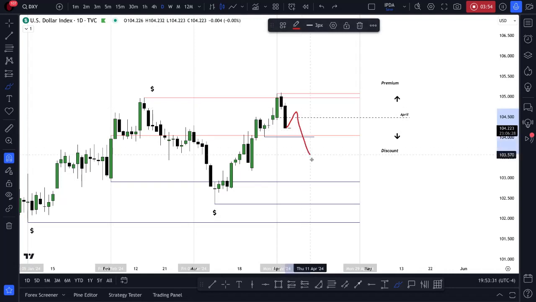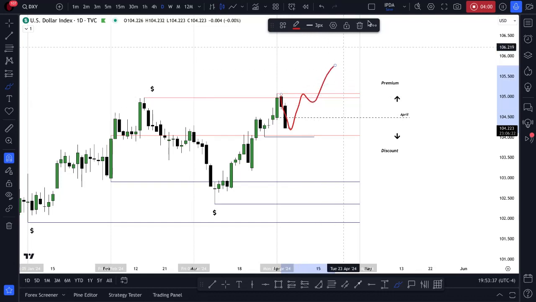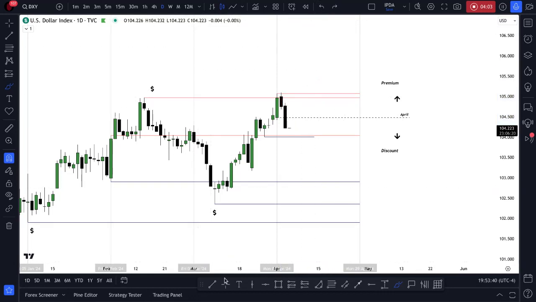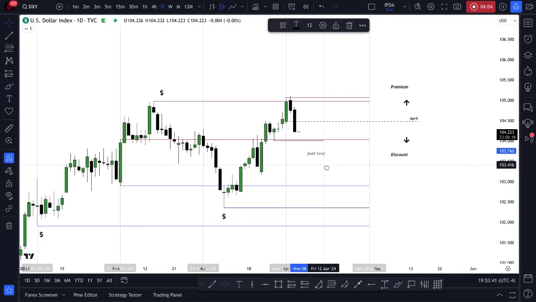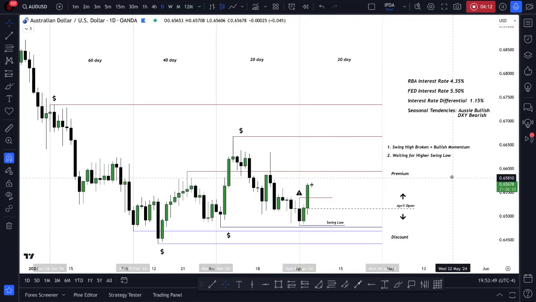But it could do a pullback and then go short. Or price is actually going to go higher. So we'll have to see how the rest of this week plays out. By next week, we should have a better understanding of where the market's going. So right now, I would take the stance that we might be bullish for AU.